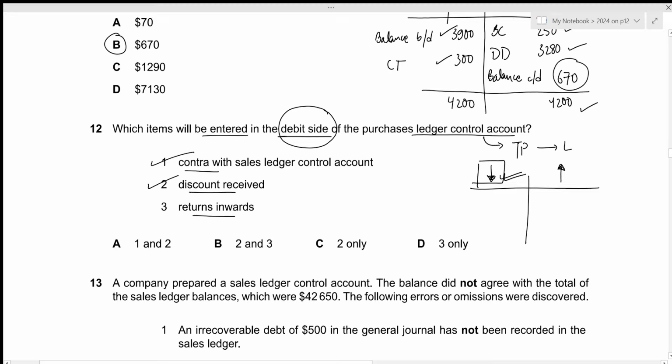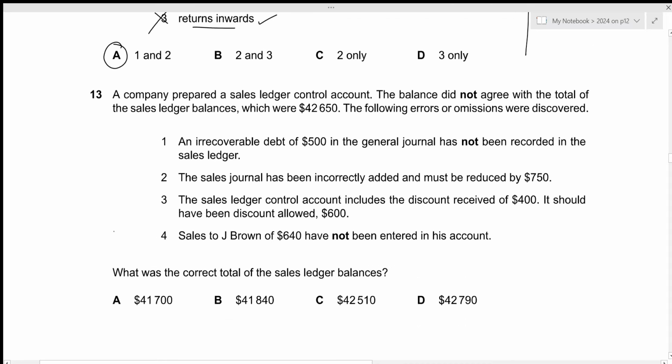Then we have returns inwards. Returns inwards is sales returns, and in this case we are talking about purchases ledger control account. So all of the transactions relevant to purchases will only be included within the purchases ledger control account. Since this is related to sales, this will not be included. So the correct answer we are looking for should include 1 and 2, which is given by option A. That's all for the 12th question. Let's move towards the 13th one.